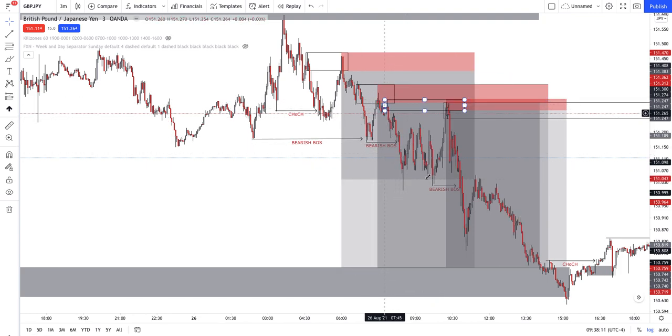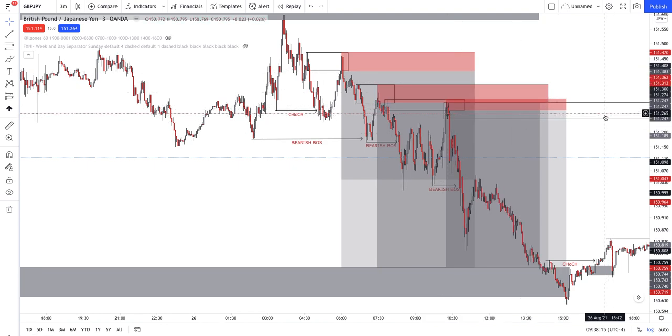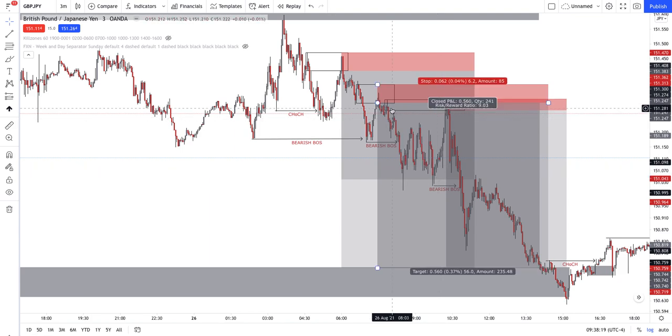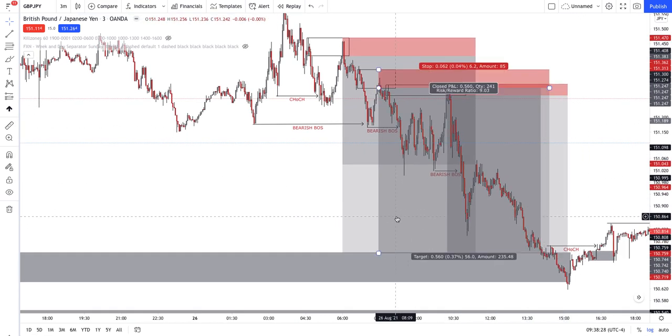Now we marked that out. Price then pulled back, as you can see. Let me remove this for now. Price pulled back into that area of supply. Stop loss at the wick, entry at the wick as well, and then we ride the move over to the downside.